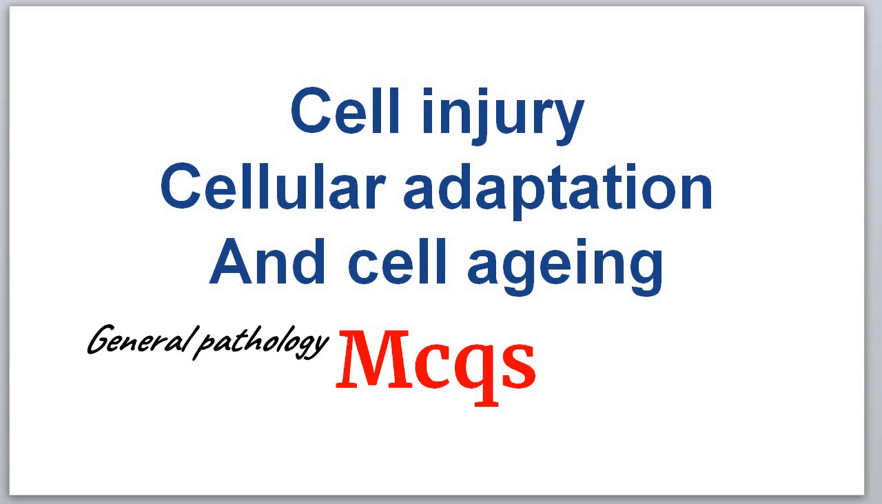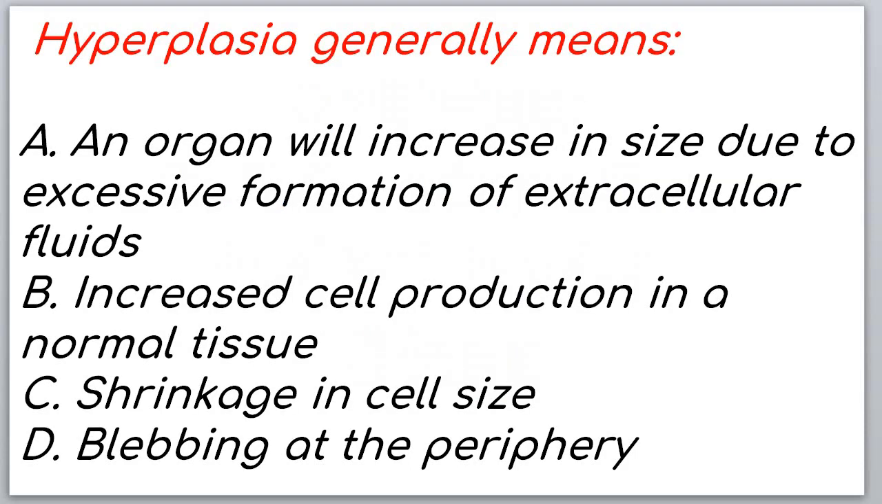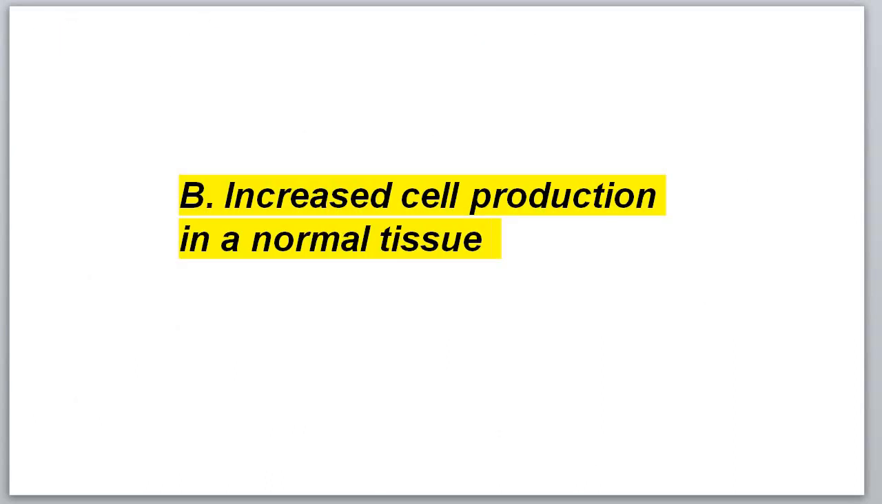First question, hyperplasia generally means: option A, an organ will increase in size due to excessive formation of extracellular fluids. Option B, increased cell production in a normal tissue. Option C, shrinkage in cell size. Option D, bleeding at the periphery. The correct option is option B, increased cell production in a normal tissue.